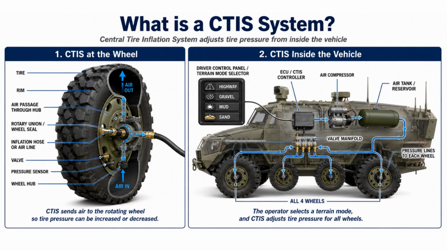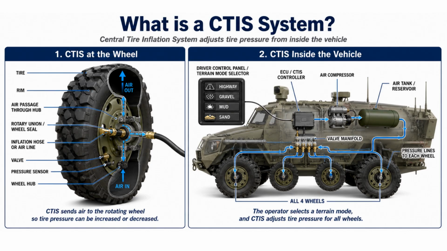This image explains how a central tyre inflation system, or CTIS, adjusts tyre pressure directly from inside the vehicle. The left side shows CTIS at the wheel. Air travels through a pressure line into a rotary union at the wheel hub. This rotary union allows air to pass into the tyre even while the wheel is rotating. Valves and pressure sensors control and measure the airflow, allowing the tyre to be inflated or deflated without stopping for manual adjustment.